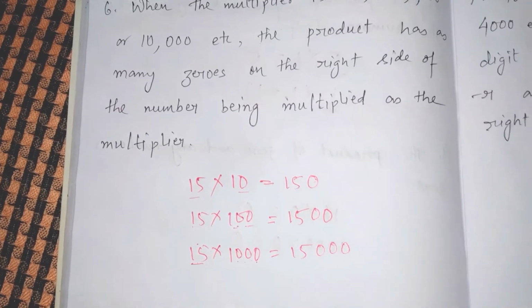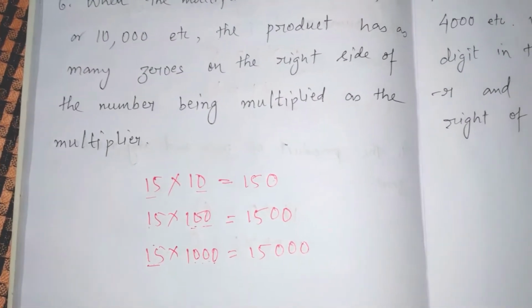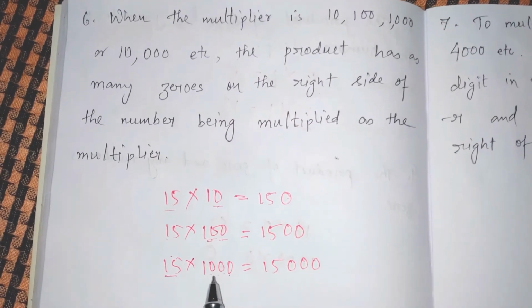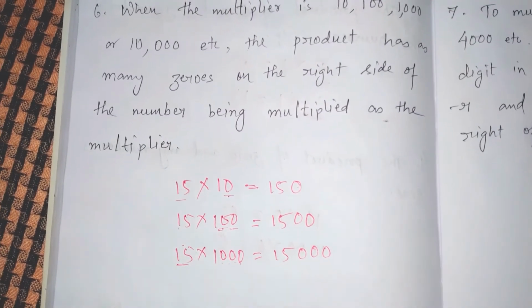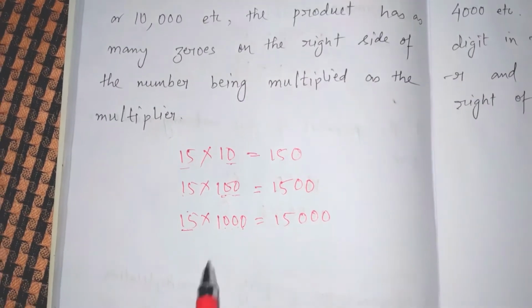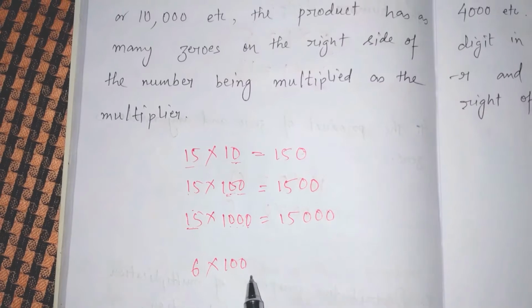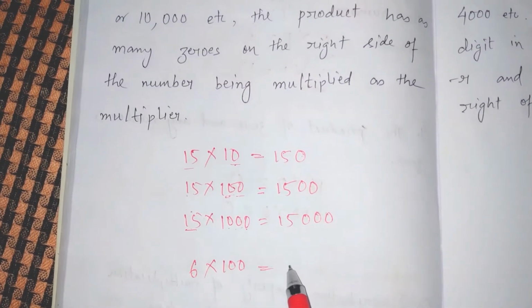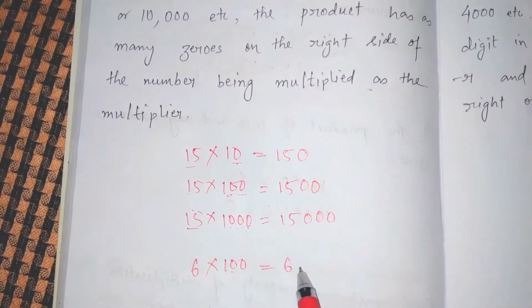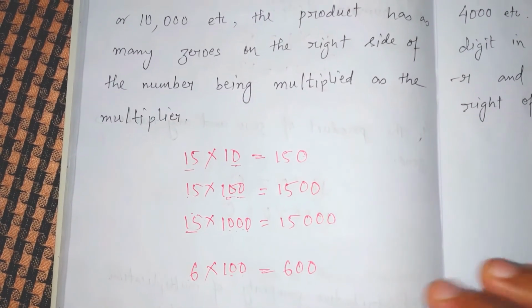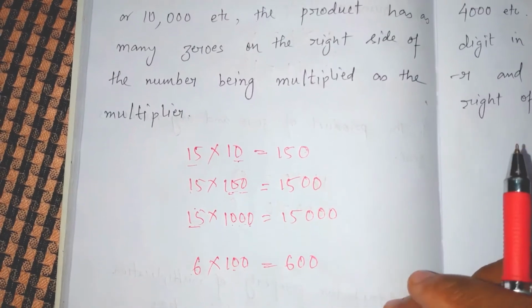So in this way you can multiply by 10, 100 or 1000 with any other number. So I have written 15. If I write only 6, and multiply with 100, then what will I write? I will just write the number and 2 zeros. Okay. So in this way you can multiply 10, 100 or 1000 with any other number.